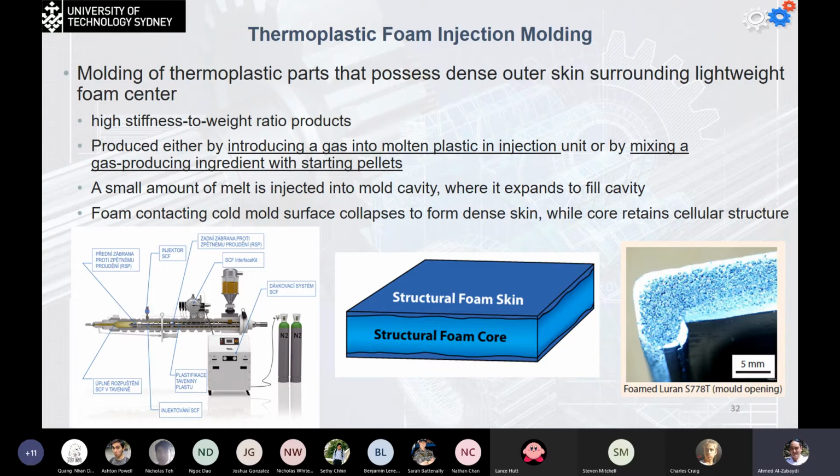Usually a small amount of the melt is injected into the mold, then it's going to expand and fill the cavity. The foam contacting the cold mold is going to create this thick skin, while the material inside is going to have the bubbly structure of the foam core.